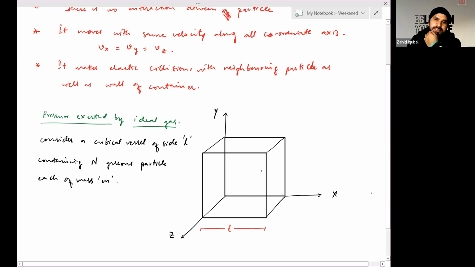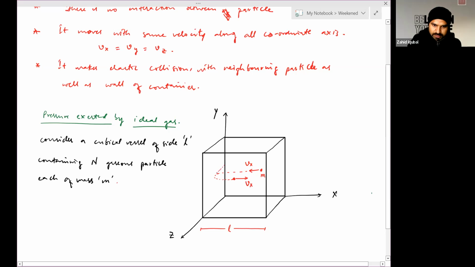Let's say there is a particle at this point which is going along this direction at some initial velocity Vx. The mass of this gas particle is m. On hitting this surface, it gets returned along this direction. Since collision with a wall of the container is always elastic, it again gets the same velocity Vx along this direction.